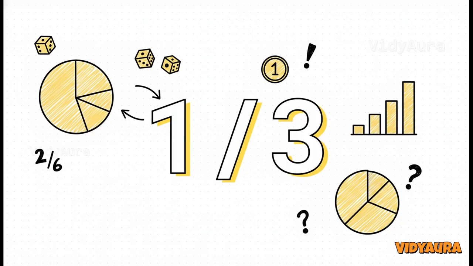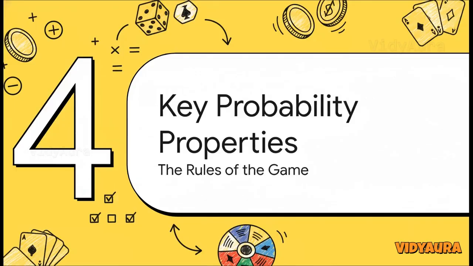See how logical that was? No magic, just simple steps. Awesome job. You've successfully solved a problem. Now, let's just quickly go over a few key properties. Think of these as the rules of the game for probability that can really help you out.